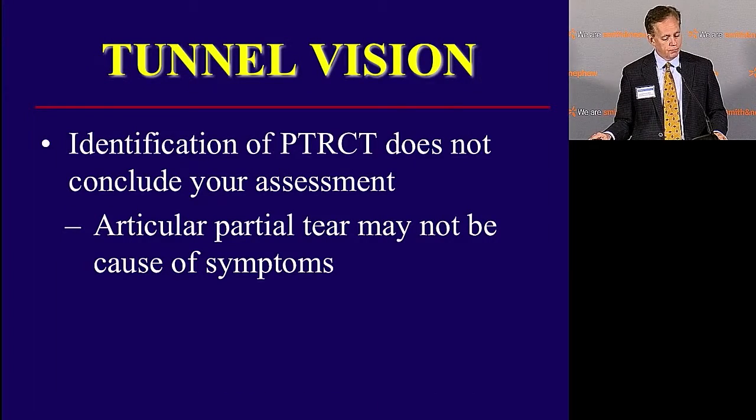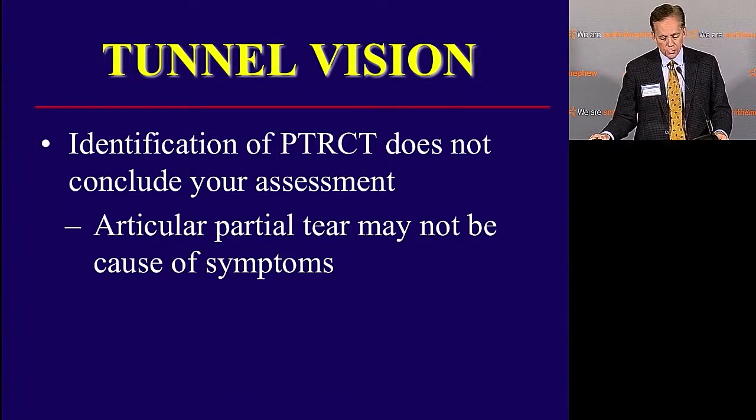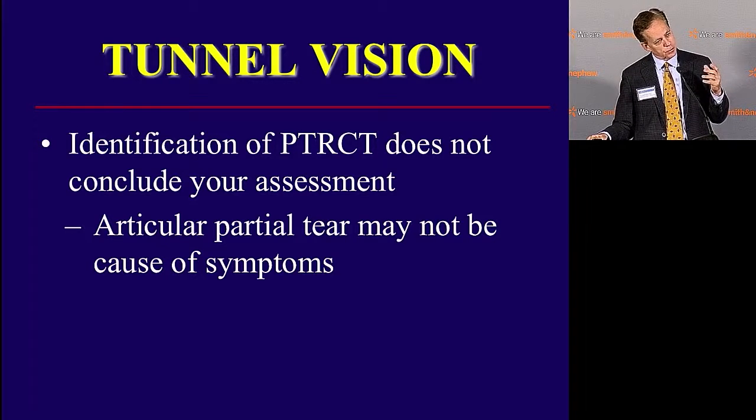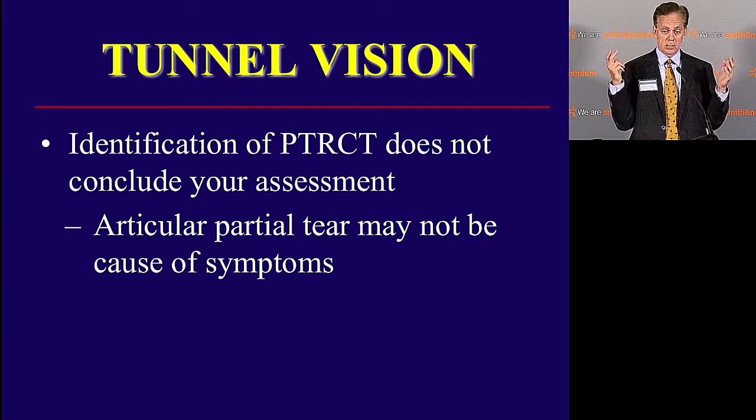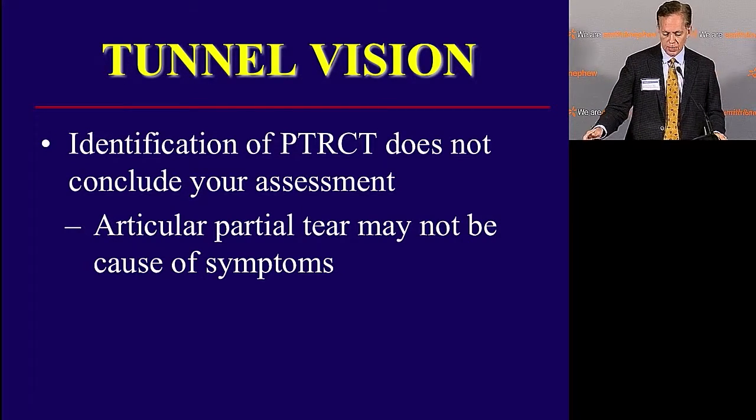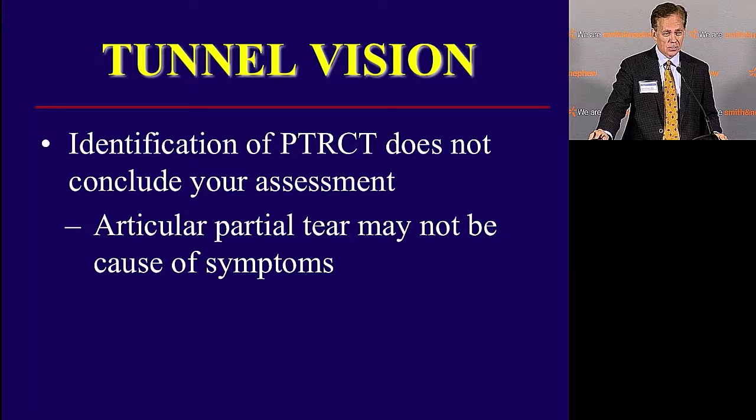Number 2 is tunnel vision. We want to make sure that if we identify these partial thickness tears, that doesn't conclude our diagnostic assessment. We can see these tears and recognize them, and it's easy to logically assume that that's the cause of the patient's shoulder symptoms, but it really isn't necessarily so. A lot of these articular-sided or bursal-sided, particularly articular-sided tears, are asymptomatic and just happen to be there, and they're very common as patients get older.